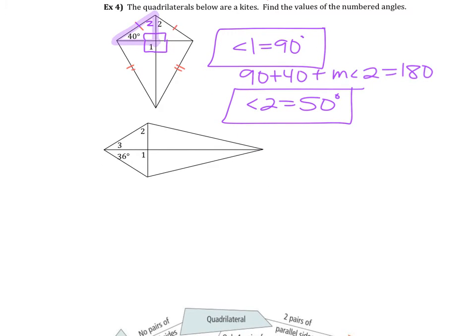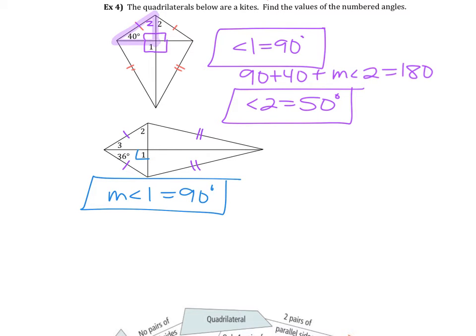All right, so let's look at this kite. These 2 are congruent. Those 2 are congruent. What's the measure of angle 1? 90. Kites will always have perpendicular diagonals, so these are all 90. Can you tell me the measure of angle 3? 3 is 36. So this right here is going to be a bisector every time when it's cutting the 2 congruent sides. Okay, so that's 36.